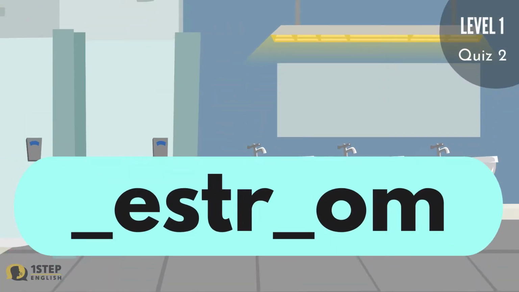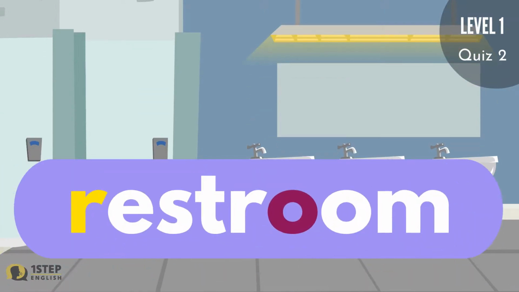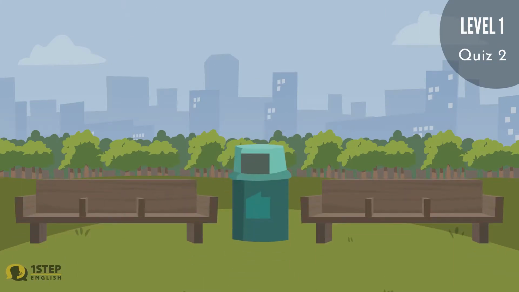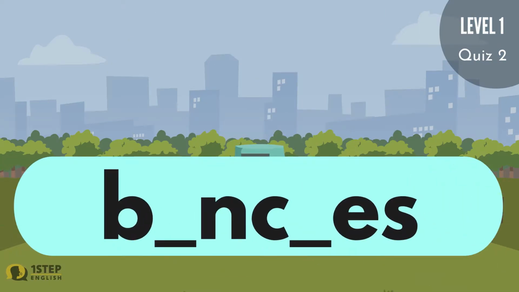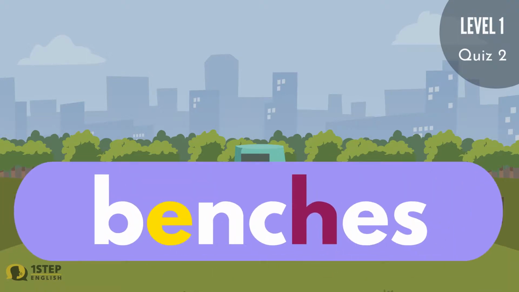Number 4. Restroom. The missing letters are R and O. Restroom. Number 5. Benches. The missing letters are E and H. Benches.